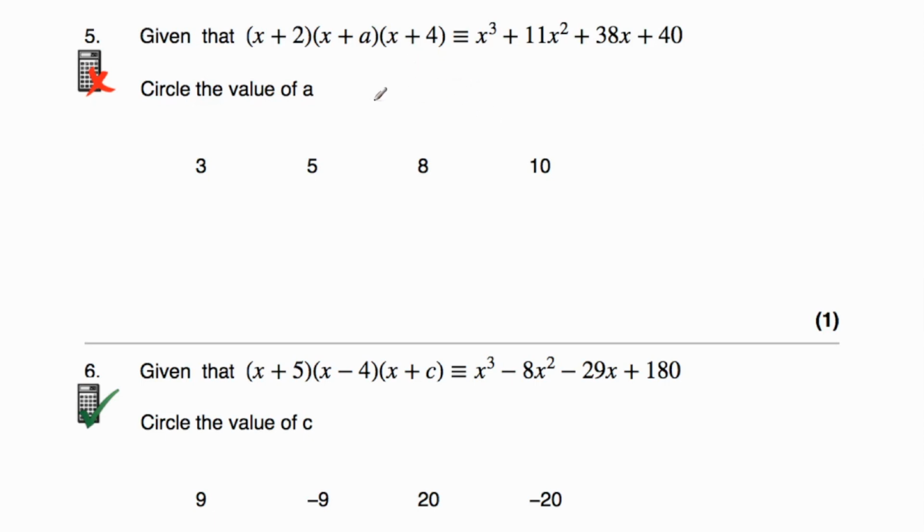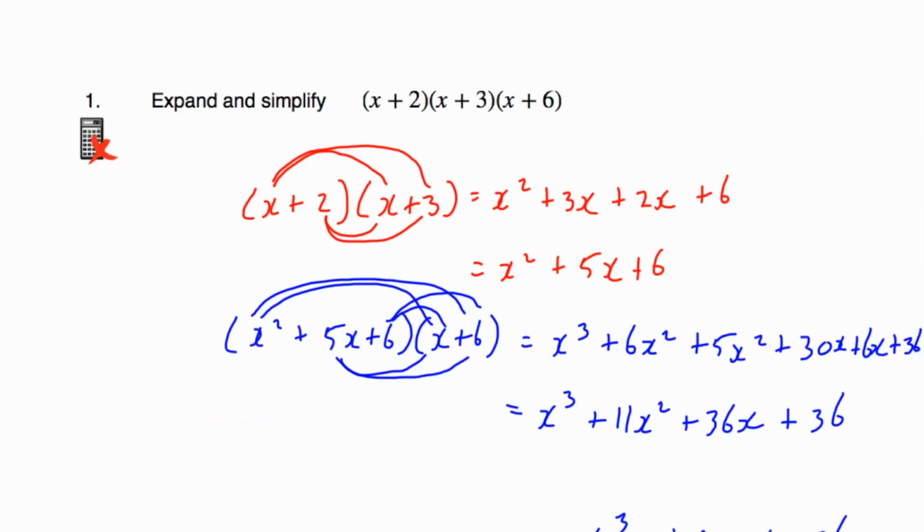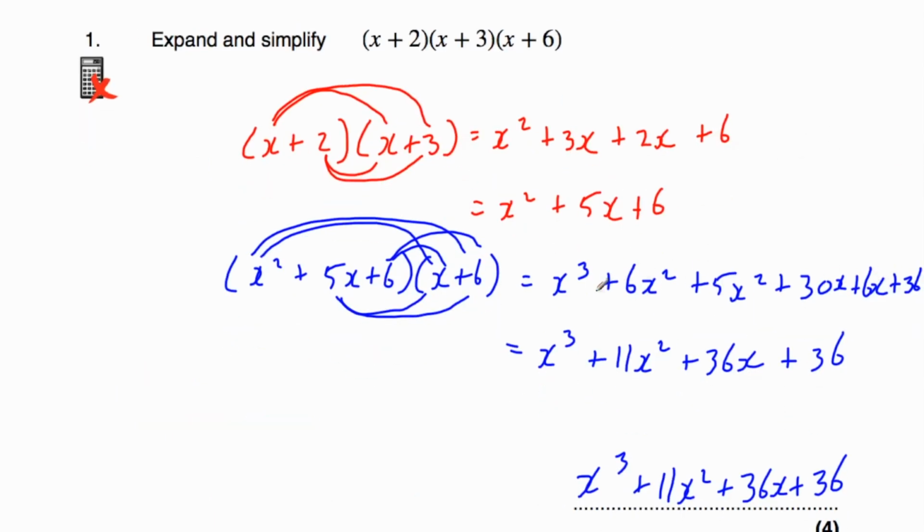Then we can have a look at the number on the end and compare it to the 40 and see what a is. But it's a 1 mark question, so that's going to be quite a lot of time and effort for something that is worth 1 mark. So another way to consider it is, whenever we have been doing our questions so far, you can see that whenever we're simplifying our terms at the end, we've got x cubed, an x squared, an x, and then a number on the end.